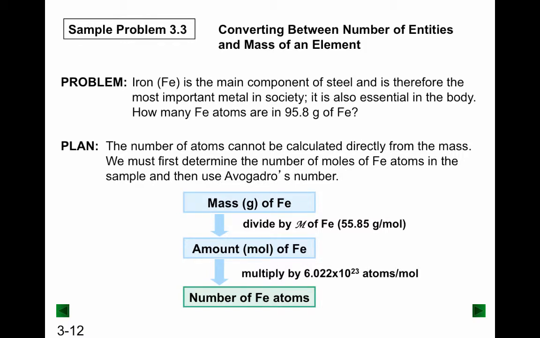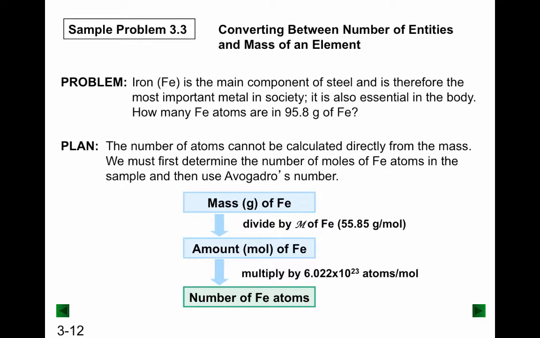Sample problem 3.3 is asking us to determine the number of iron atoms in 95.8 grams of iron. The strategy here is to convert grams to moles using the molar mass of iron, and then to convert moles to atoms using Avogadro's number.